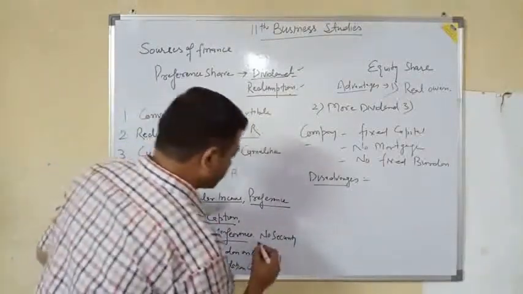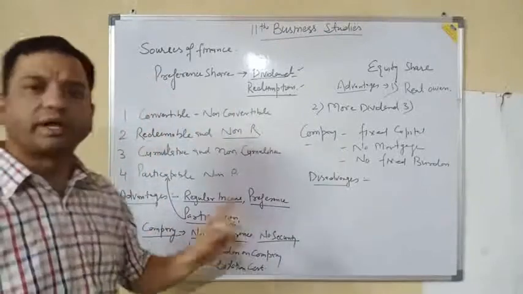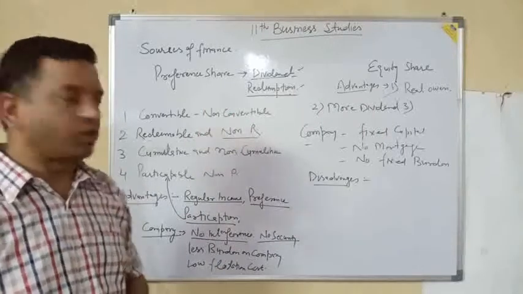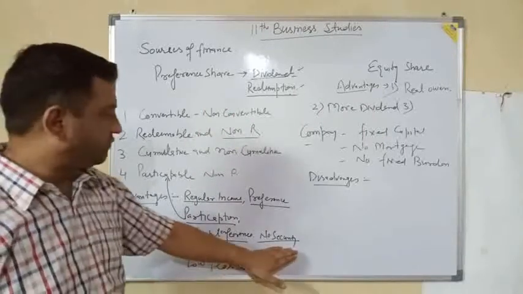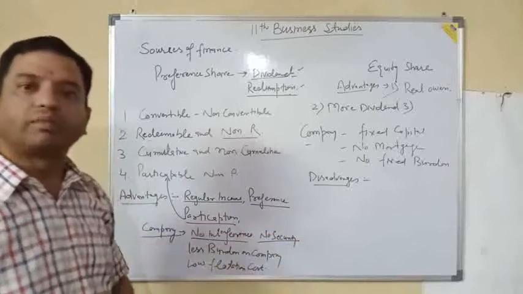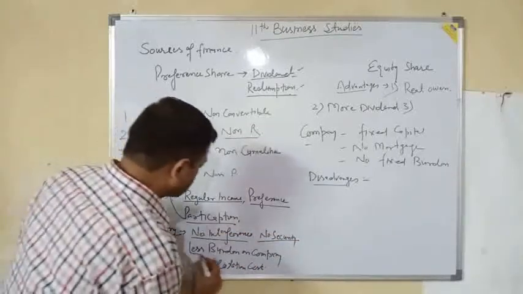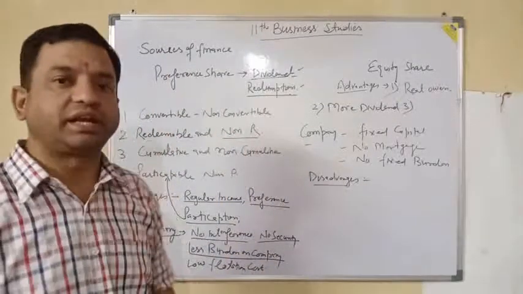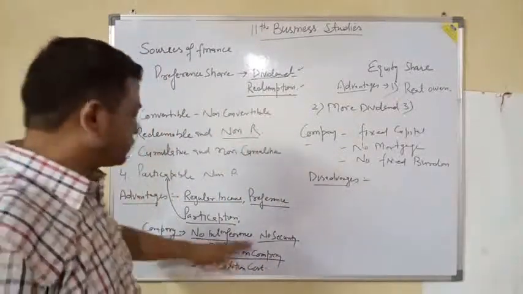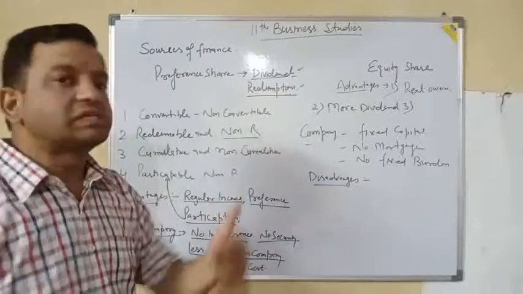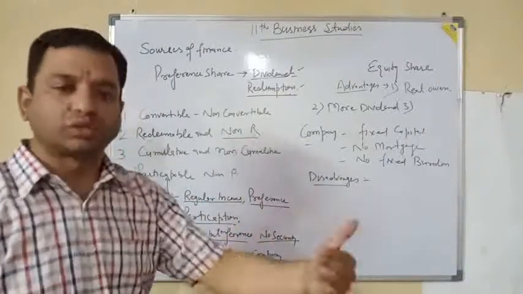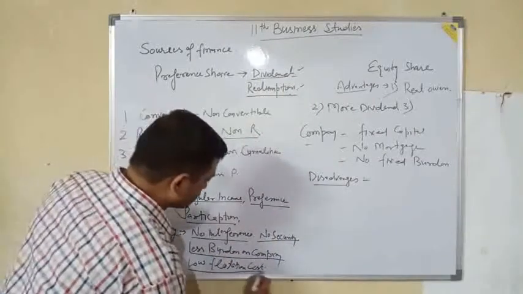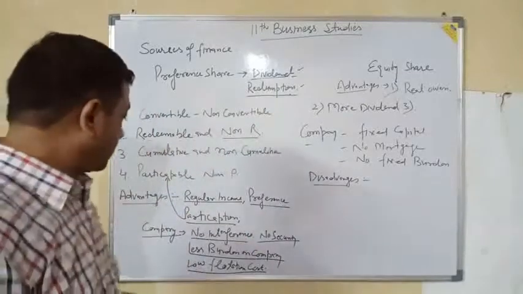Second, these shares can be issued without any security. They can be issued without any mortgage, without any security. So the company will feel real ease in getting the amount by way of preference shares. Then, less burden on the company as compared to debentures, which we will discuss in the next lecture. The company has a very small burden as compared to debentures and other sources of finance to pay the return. The last is the flotation cost of issuing preference shares.